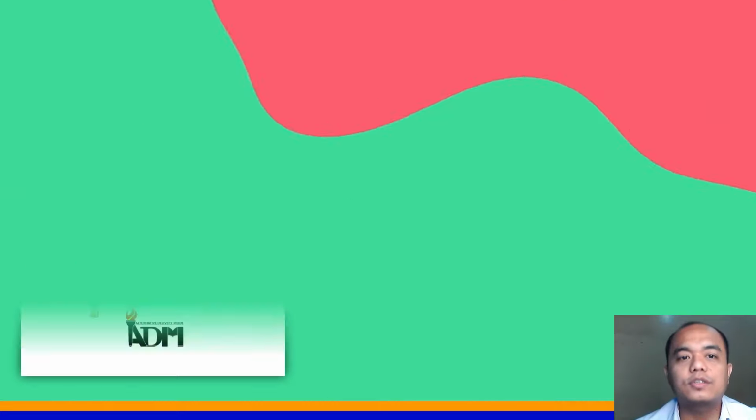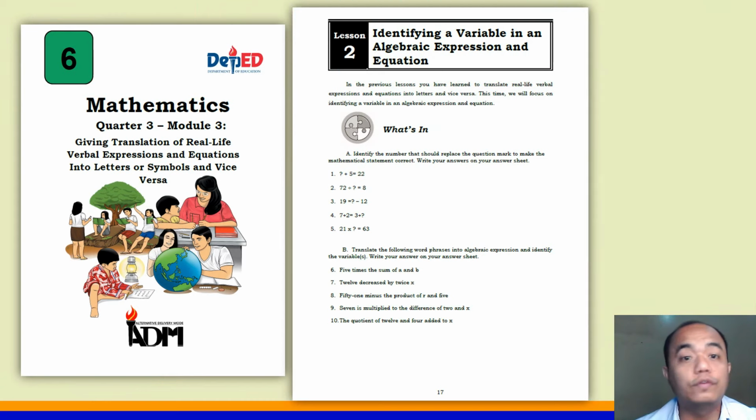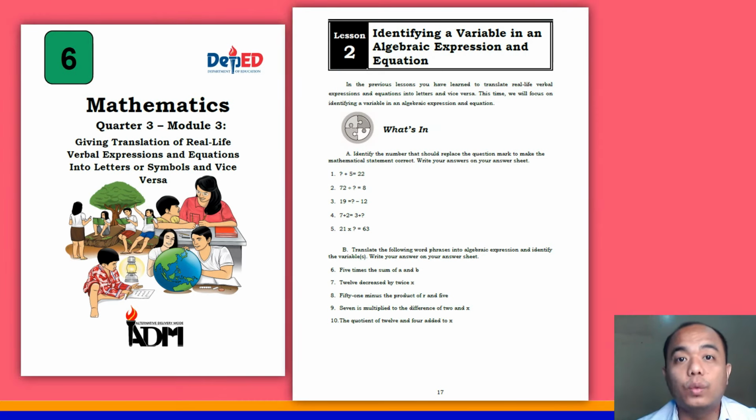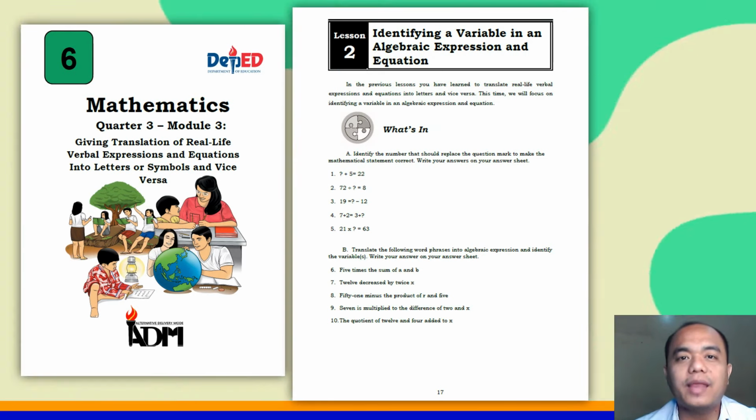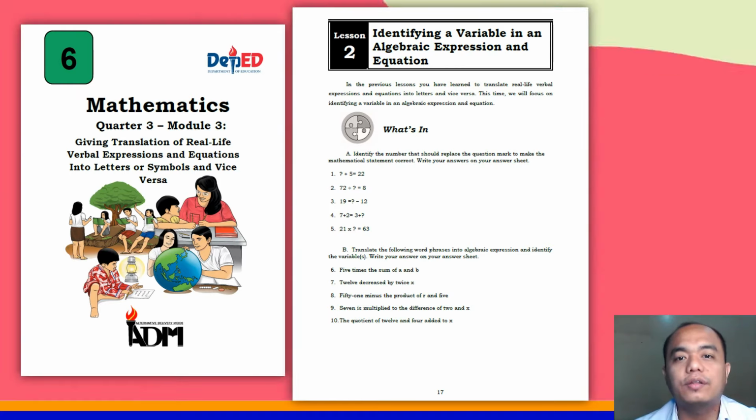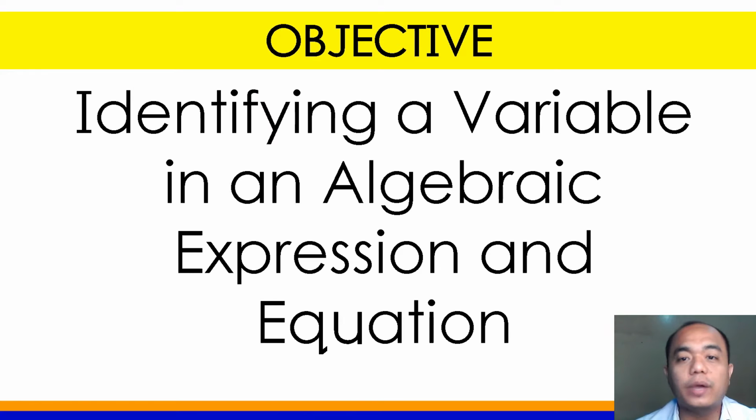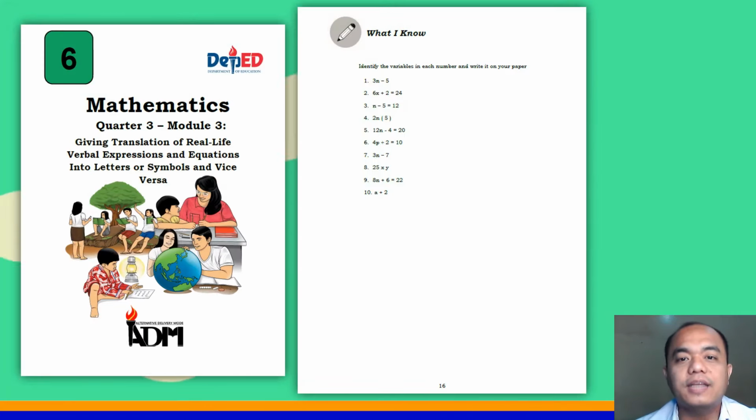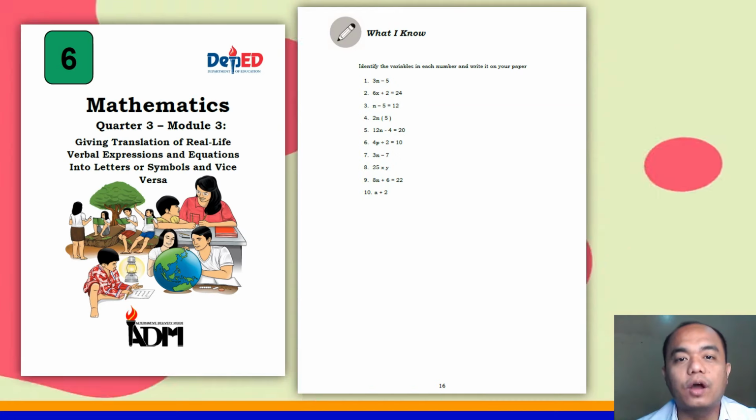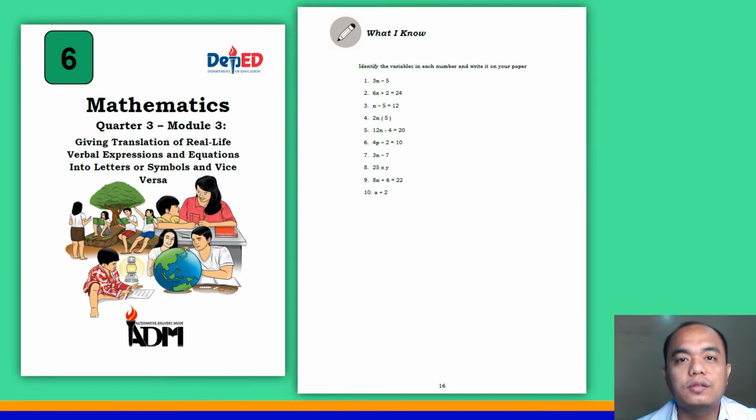This time, let's proceed to your lesson 2 of your module 3 for the week 3 of your Mathematics 6 quarter 3. And the objective of this lesson is to identify a variable in an algebraic expression and equation. Let us answer first the what I know part of your lesson 2.